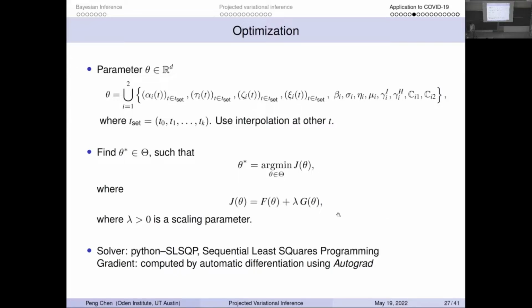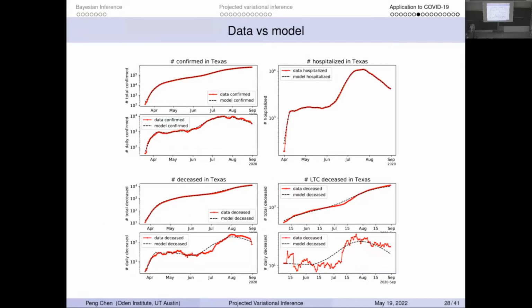And the gradient is computed by automatic differentiation using autograd. So these are the fits for the model and data. As you can see, the data is given in red, and the model simulation is given by the black dashed line. It's easy to fit one type of data, for instance, the number of confirmed cases. However, if you want to fit all of them very well, it's really tricky.